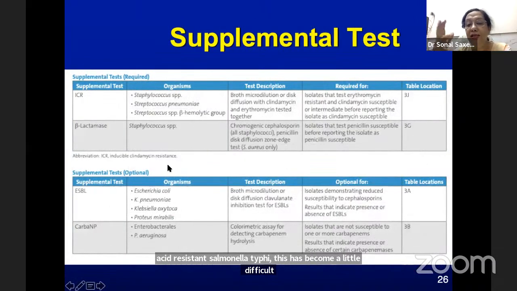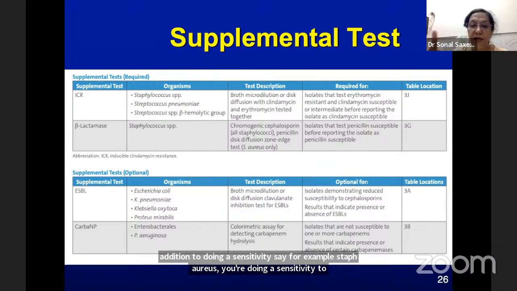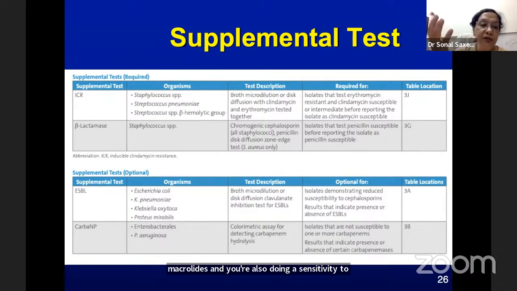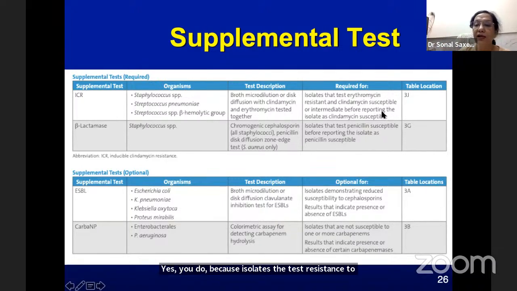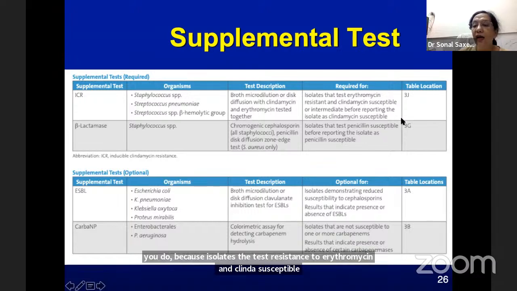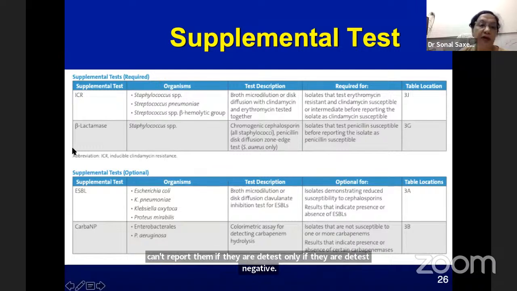Then what are the supplemental tests? Supplemental tests are what you have to do in addition to doing a sensitivity. Say, for example, Staph aureus, you are doing a sensitivity to macrolides and you're also doing a sensitivity to clindamycin. Now, do you do an inducible clindamycin resistance or ICR test when you look at Staph species? Yes, you do, because isolates that test resistant to erythromycin and clindamycin susceptible, you can't report them as susceptible, only if they are D-test negative. Otherwise, they will develop resistance the moment these drugs are given.